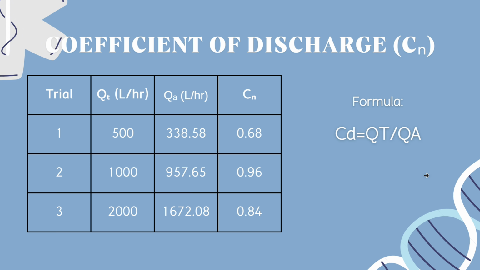The coefficient of discharge compares the actual discharge to the theoretical flow rate. A value close to 1 means the actual flow nearly matches the expected rate. Our CD values are 0.68, 0.96, and 0.84. The highest value occurred in the mid-flow condition, showing it was the most efficient. The lower values at low and high flows show losses and turbulence effects.